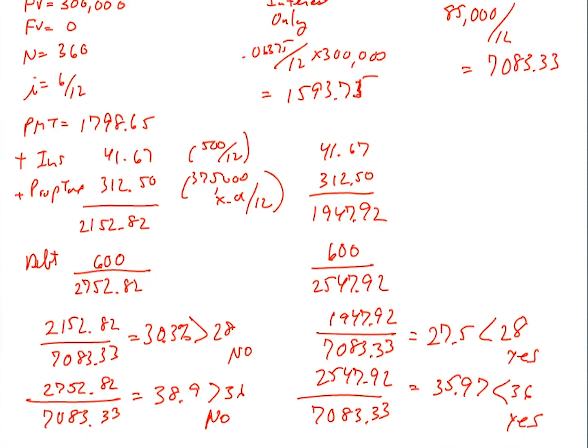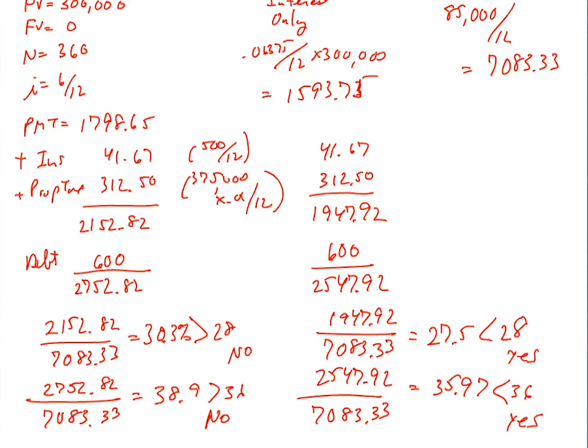It'd be fairly close, but by the strict qualification methods, it's not a law, but by the strict qualification methods, you would not qualify. Now, we look to the right of that, we see the interest-only qualification. And we see when we take the PPI, the $1,947.92 divided by the $7,083, we get 27.5%, which is less than 28%. So we do qualify under that measurement with the interest only.